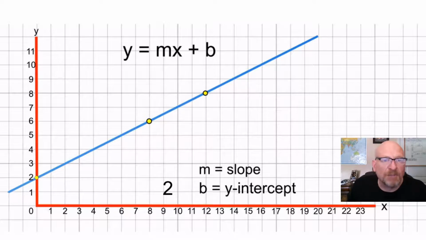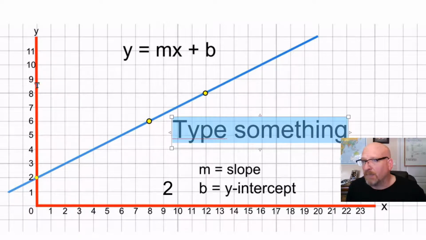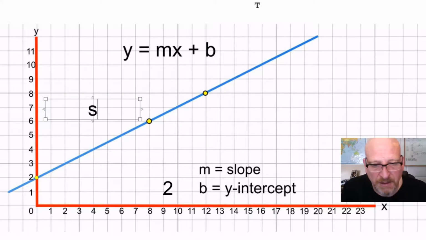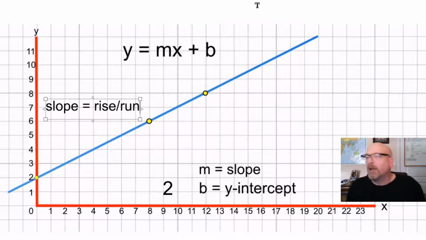The next thing we need to do is figure out what m is equal to. You may remember from back in the day when you had algebra that the slope is equal to the rise over the run. Do you remember that? Slope is equal to rise divided by run. What is the rise? What is the run?